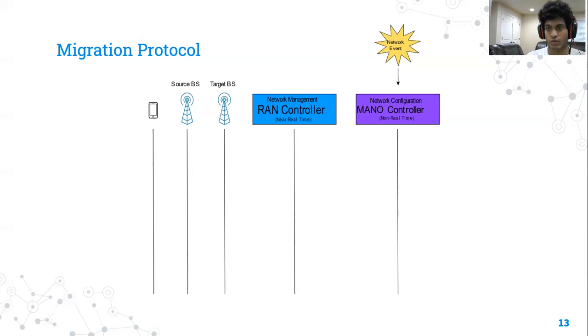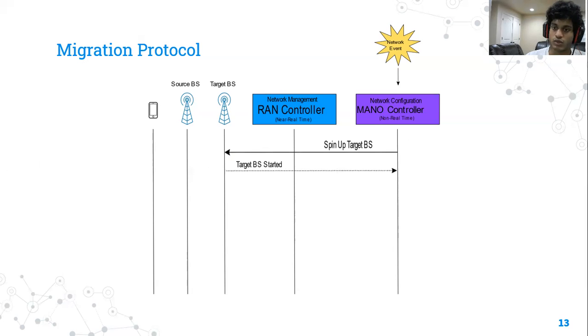So when this network event occurs, the MANO controller will make a decision on whether to trigger the migration procedure or not. So when the MANO controller triggers the migration procedure, the first thing the MANO controller does is it talks to the target base station BoTM agent and says, "Hey, let's spin up the target base station." And then the MANO controller will receive an acknowledgement, and then the next step is to trigger the handover to move the UE from the source base station to the target base station.